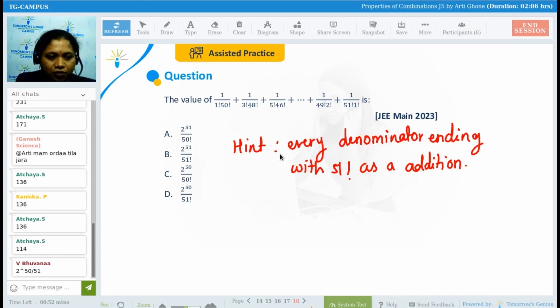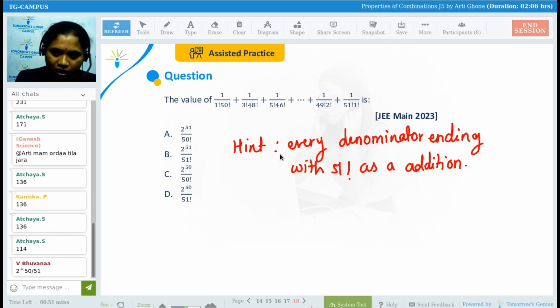Okay, I just received the answer from Bhuvna: 2 raised to power 50 upon 51 factorial. You are telling option D. Okay. Is there anyone else done with the calculation? It's a correct answer. Now let me give the hint. I appreciate the answer given by Bhuvna.